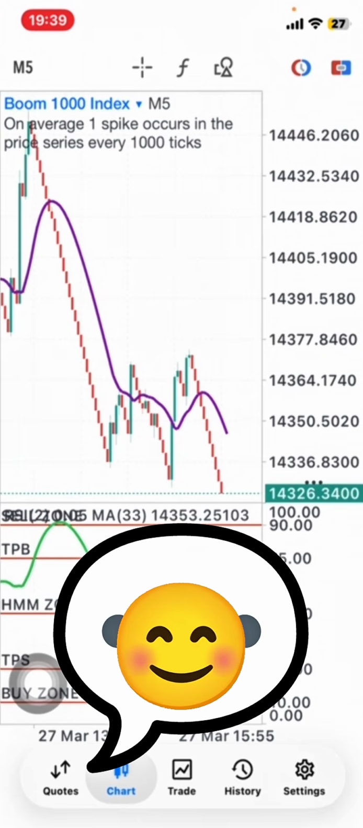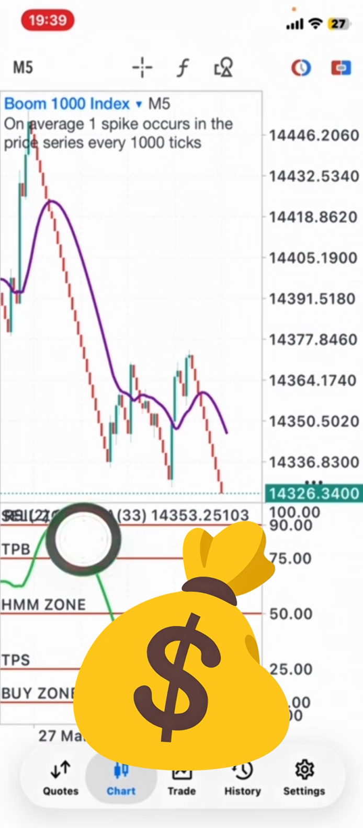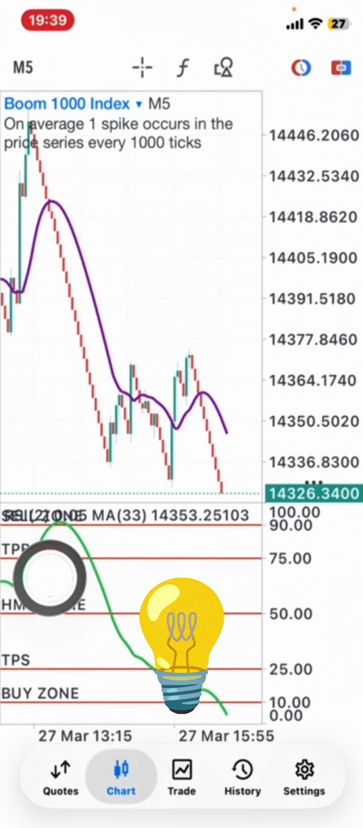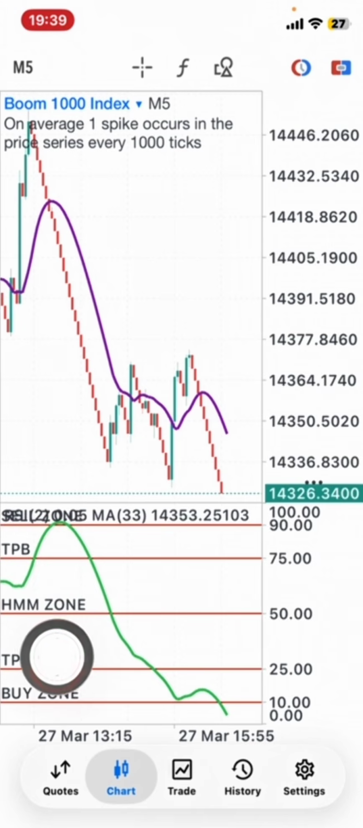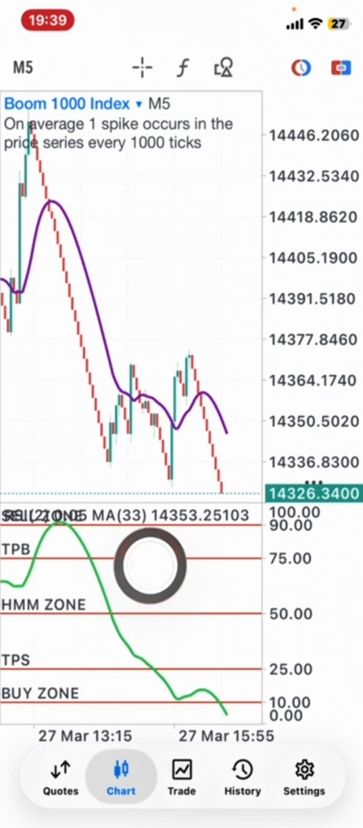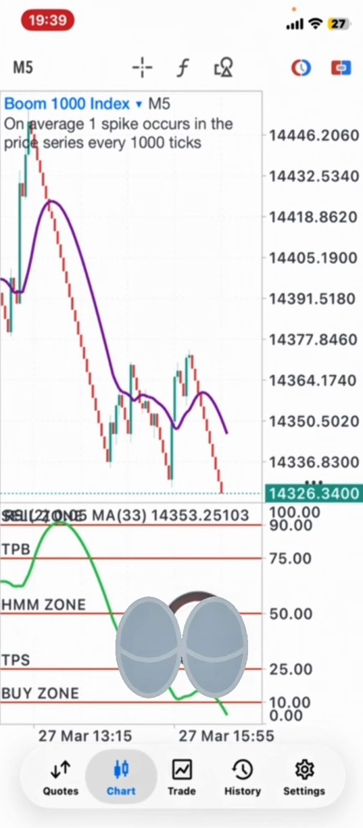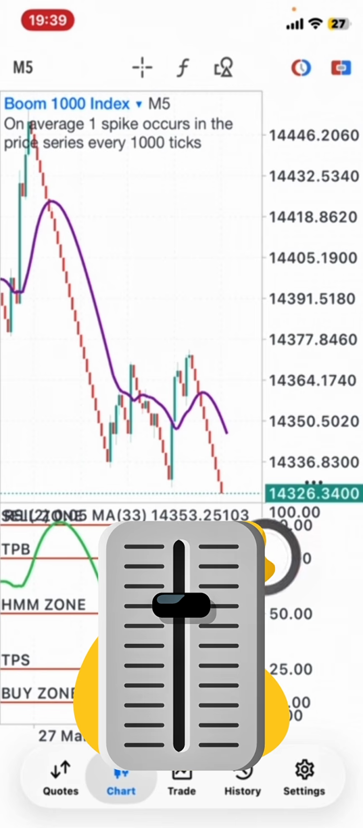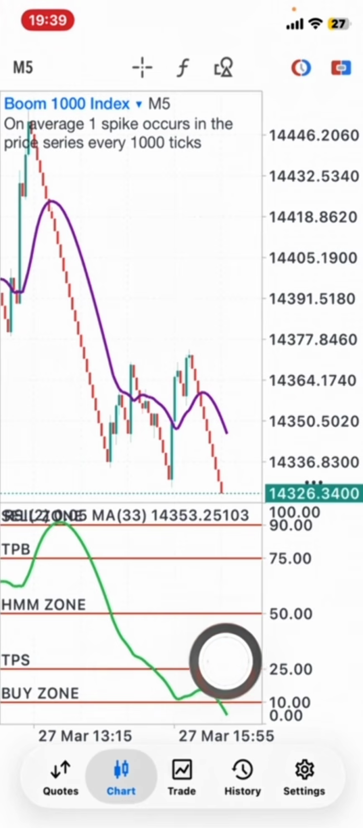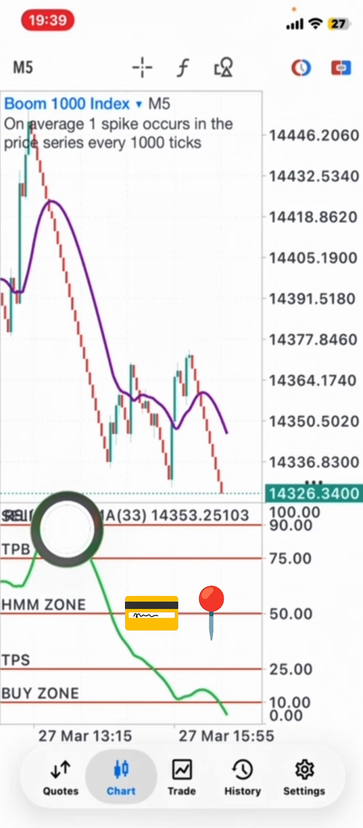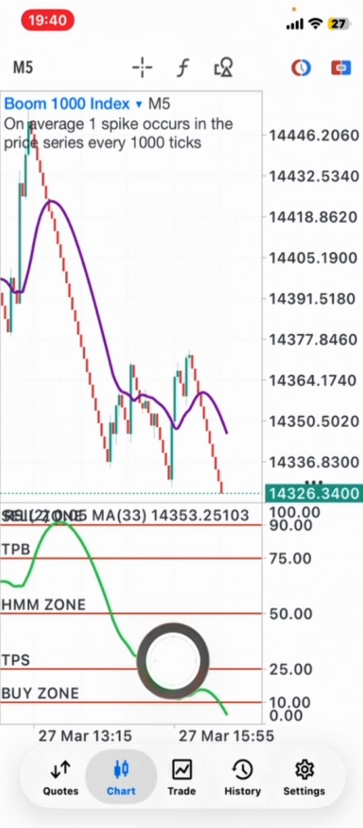Somebody will ask me, please, when will somebody take profit? For somebody that is scalping, that was the reason for this TPB and TPS. TPB, take profit for buyers. TPS, take profit for sellers. Look at these two lines very, very well. Take profit for buyers is around the 75 level. Take profit for sellers is about the 25 level. So somebody is selling from here. If the market comes into this TPS, you can execute your trade.